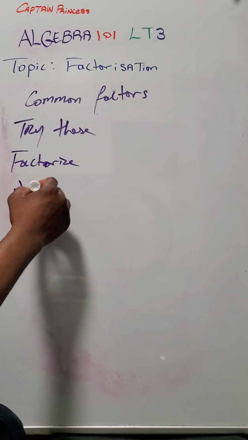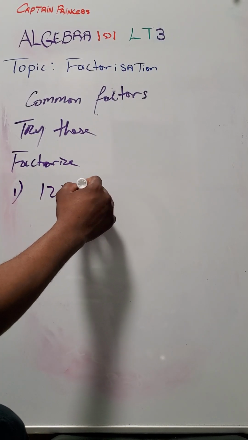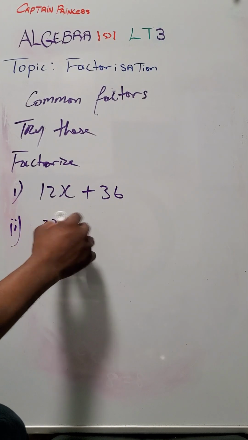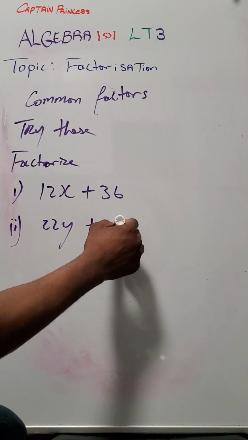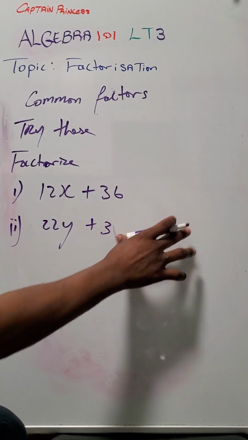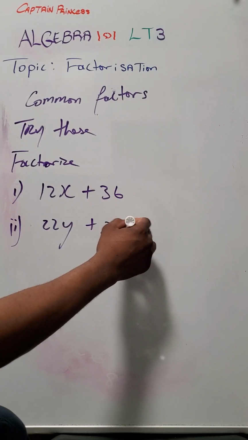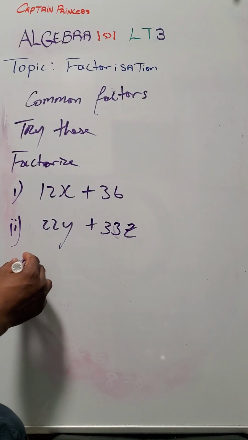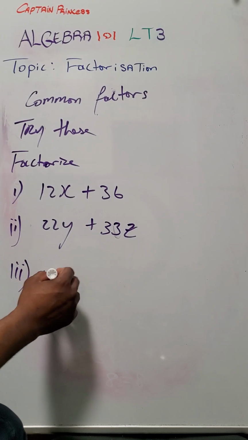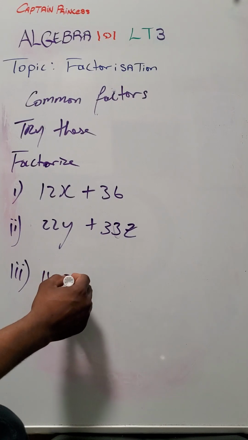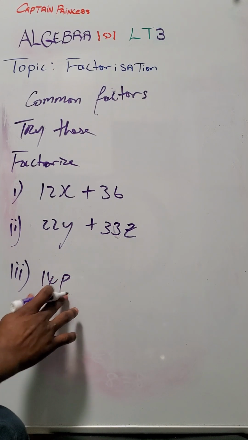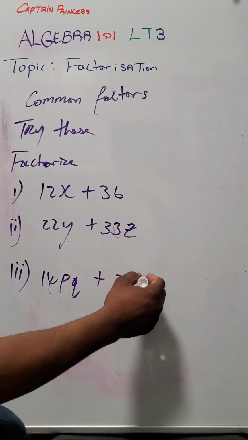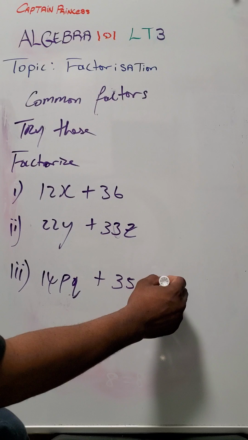these. Number 1, 12x plus 36. Number 2, 22y plus 33z. Let me write this properly. Now, why do I write z like that? I will tell you later on in the picture, guys. This is a picture flip. Number 3, 14pq plus 35pqr.